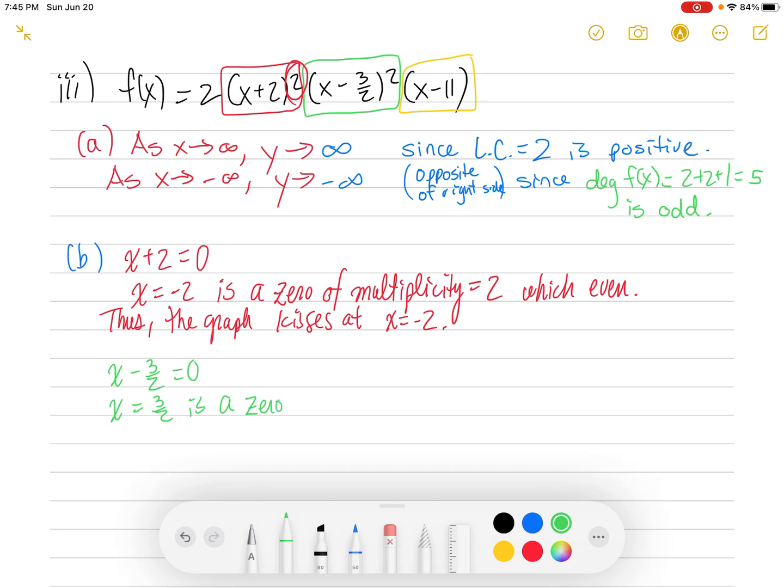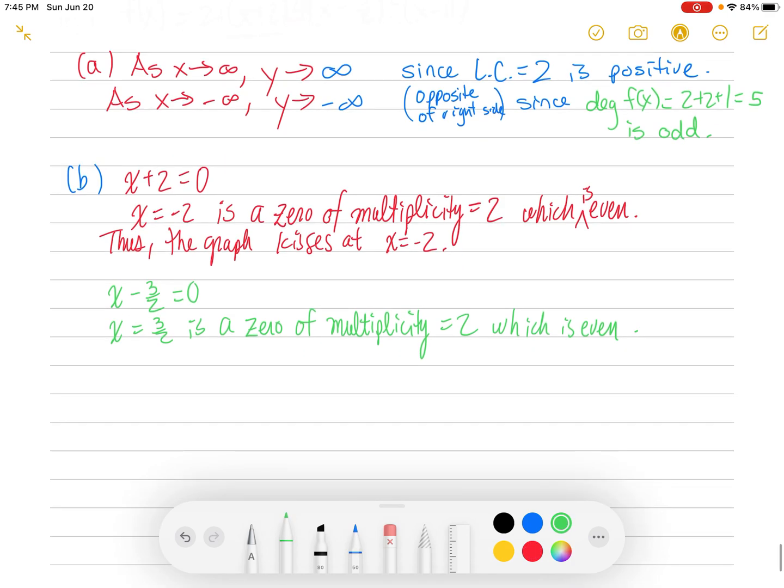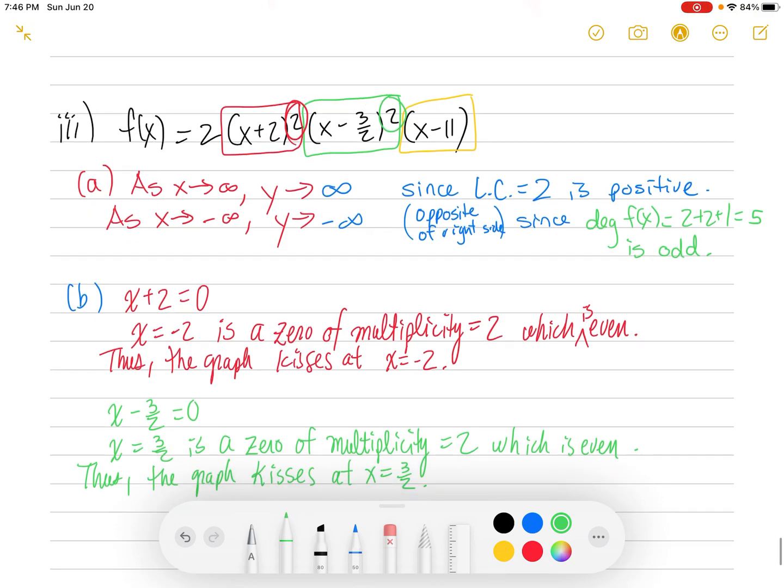That's going to be a 0, or you could call it a real root, or an x-intercept. That's a 0 of multiplicity 2. So again, we have a power of 2 up there, which is even. So that means here that we're going to kiss at 3/2. Thus, the graph kisses at x equals 3/2. 3/2 is the same thing as 1.5, right? You can think about that as 1.5.